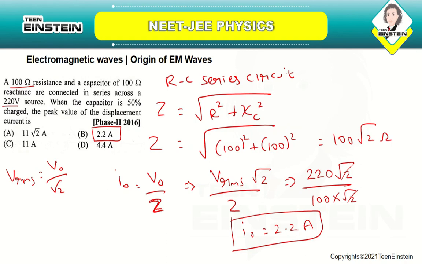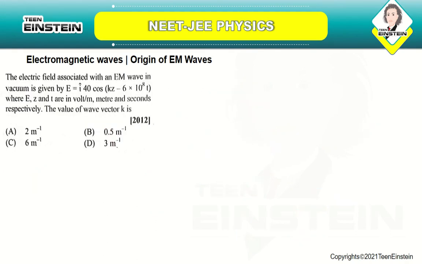So V naught is found by using the VRMS value, which they have given in the question as 220. Okay. So if you substitute that, you will be getting the peak value of the displacement current. Okay. Let us now move on to the next question.